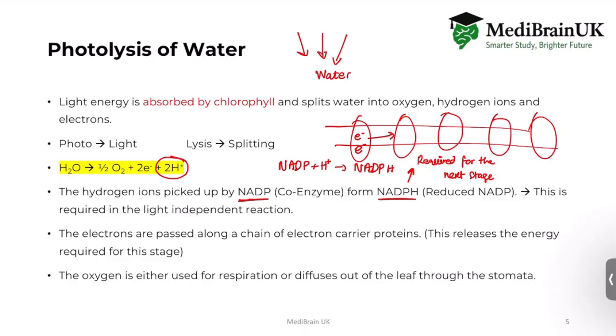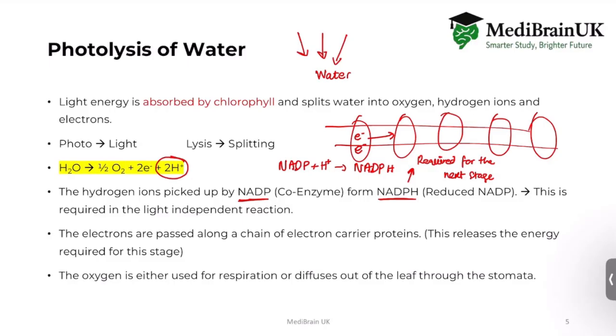Okay, now the chlorophyll is going to be absorbing specific wavelengths of light. Once it's absorbed the light, it uses the light to break down water. It breaks down the water into oxygen, electrons, and hydrogen ions. Those three parts it breaks down water into. Now the oxygen is either used in respiration or it just diffuses out of the leaf through the stomata, so we can inhale that oxygen.